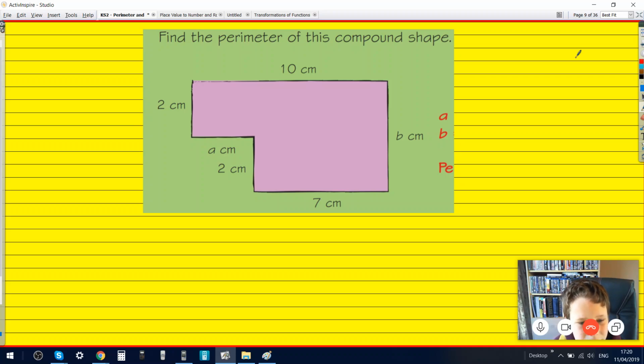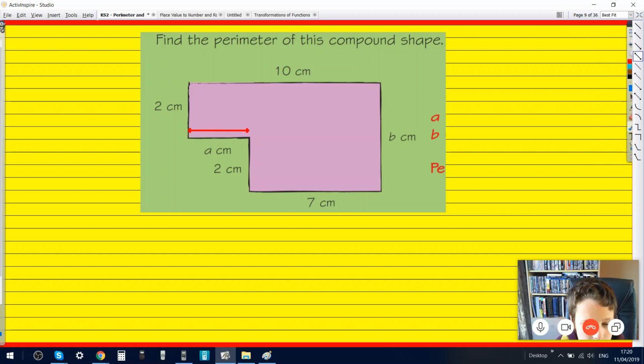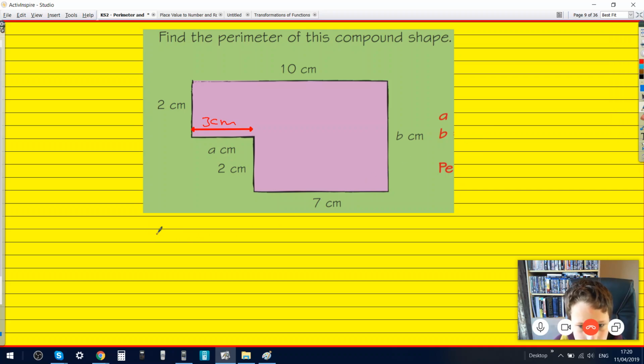Now the 7 centimeters, if that's extended all the way across to the other side, then that would be a total of 10 centimeters. And we know that 7 plus 3 is 10. So the A must be 3 centimeters. And for B, and then there's B centimeters.